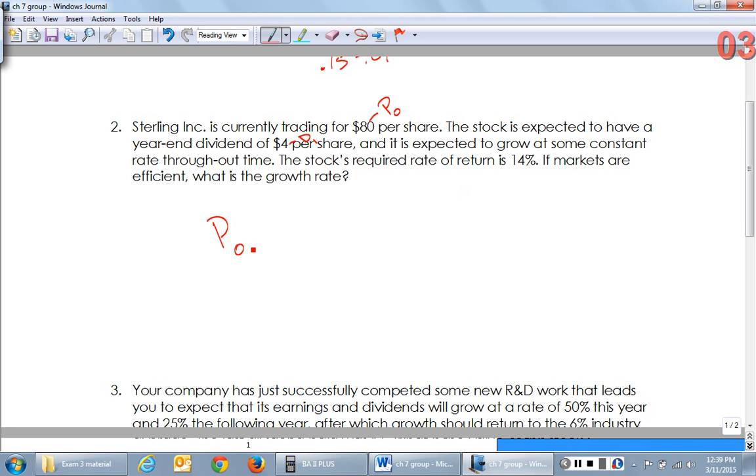So we're using our constant growth rate model here because dividends grow at a constant rate forever. The price today is equal to the next dividend payable divided by the required return minus the growth rate. The price today is $80. The next dividend payable is $4. The required return is 14%, and we're wanting to know what the growth rate is.